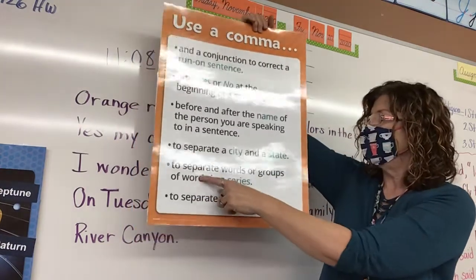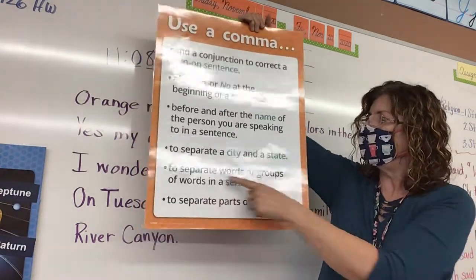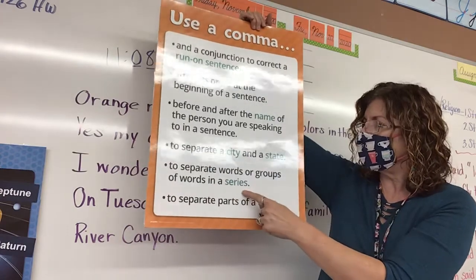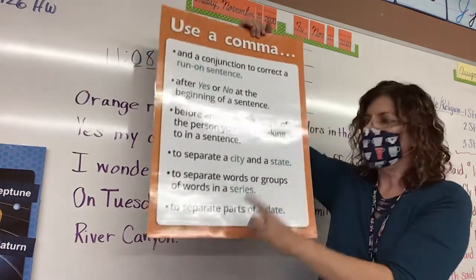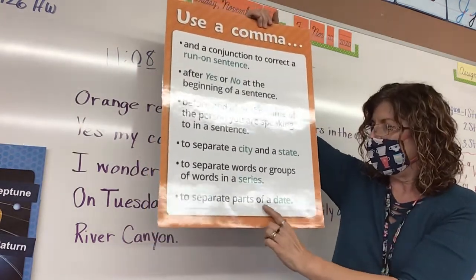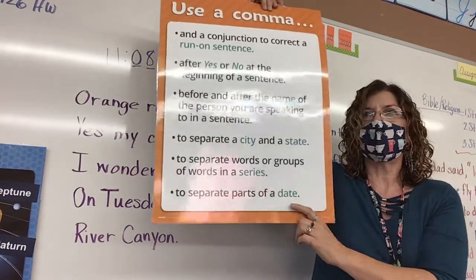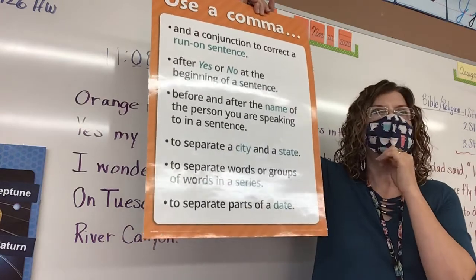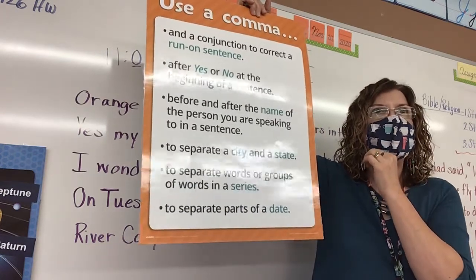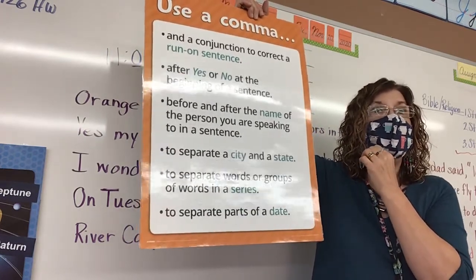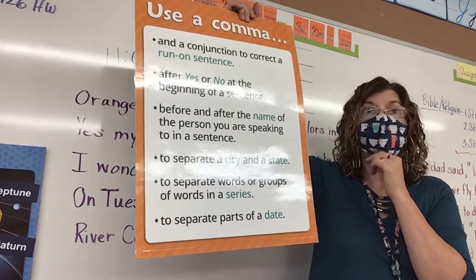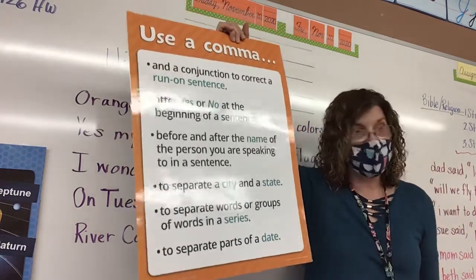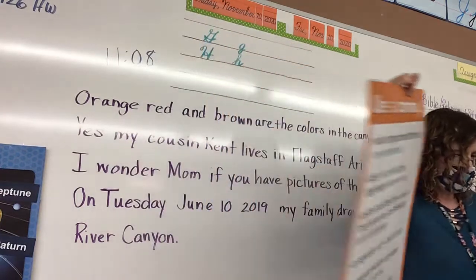Use a comma to separate words or groups of words in a series. Use a comma to separate parts of a date. And again, we will say it the way I want it said so it's more clear, which is after the day in a date and after the year too if it's not at the end of a sentence.